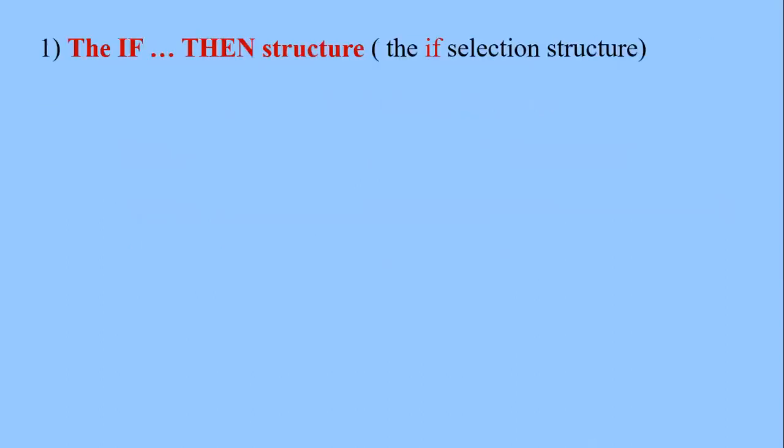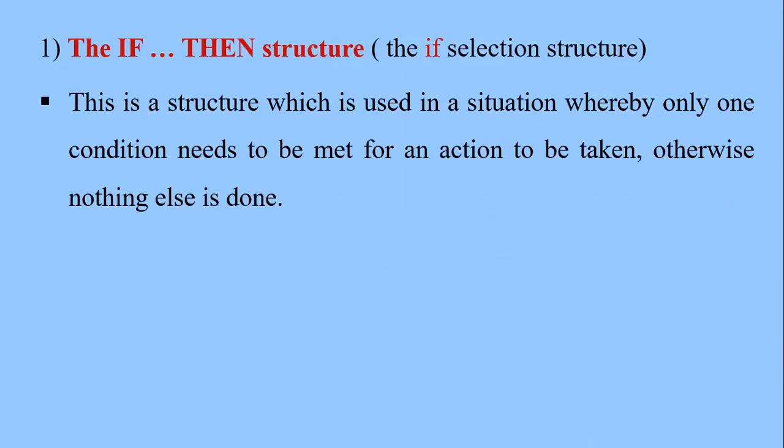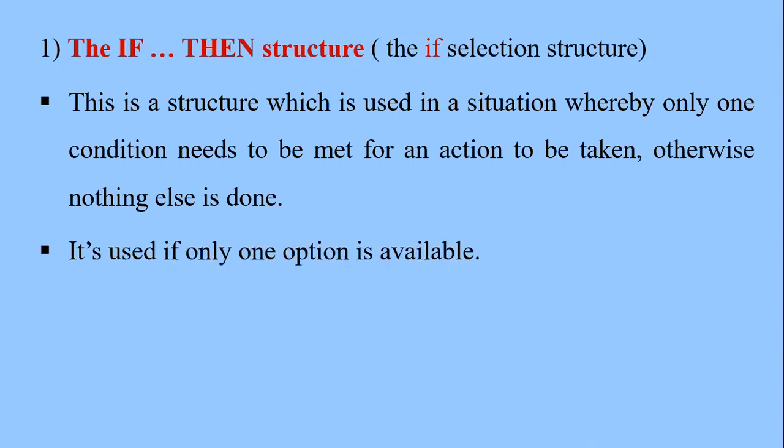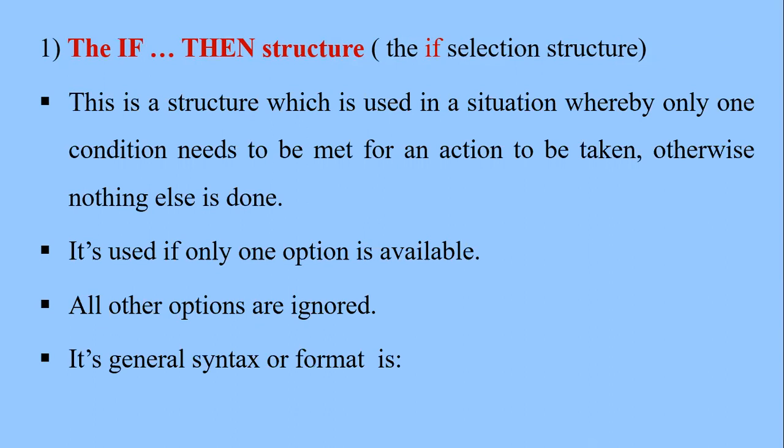Let's look at the if-then structure, or the simple if, the if selection structure. This is a structure which is used in a situation whereby only one condition needs to be met for an action to be taken. Otherwise, nothing else is done. It is used if only one option is available. All other options are ignored. Its general syntax or format is as follows.